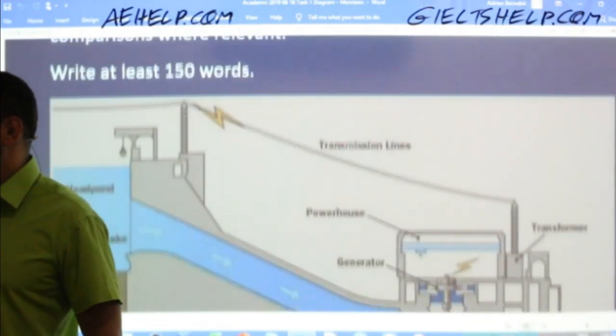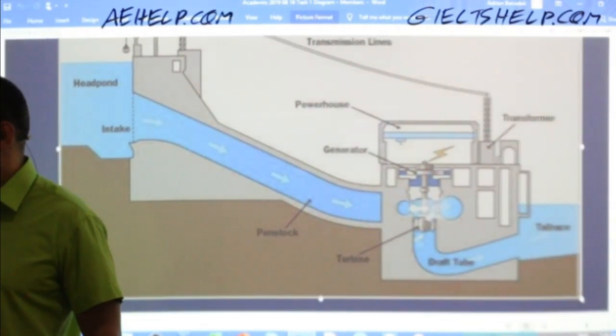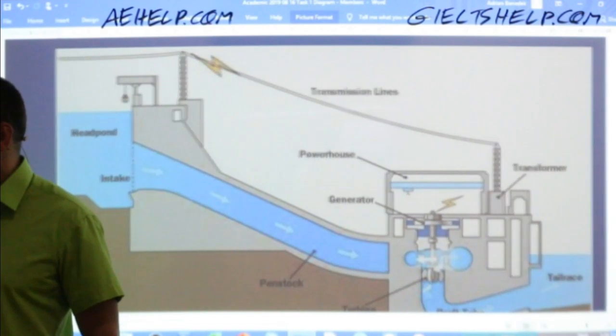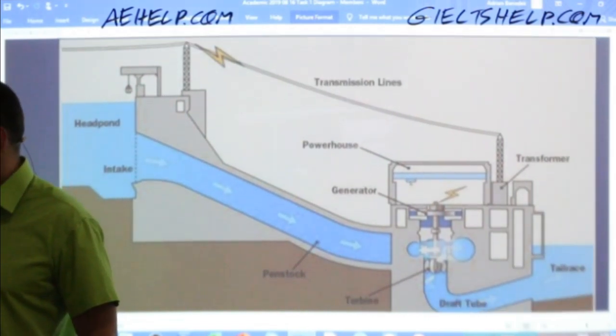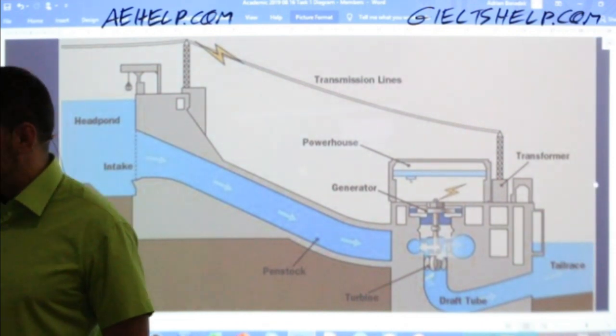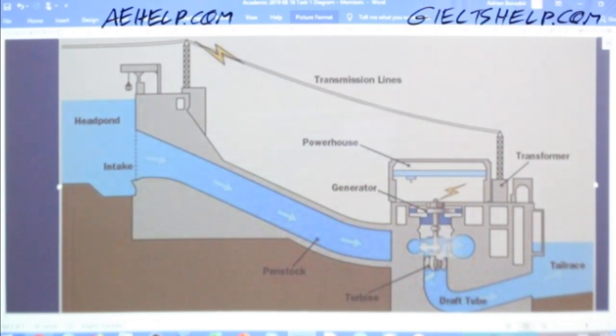All right. So let's take a look at this picture. Here we go. Try to get it all into one eye shot. All right. So there we have our picture. Hopefully it's clear for everyone.